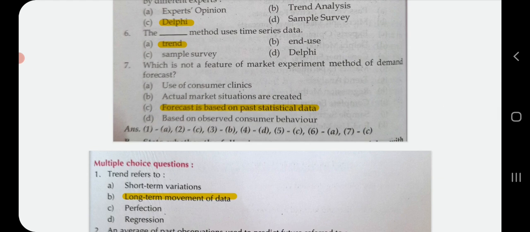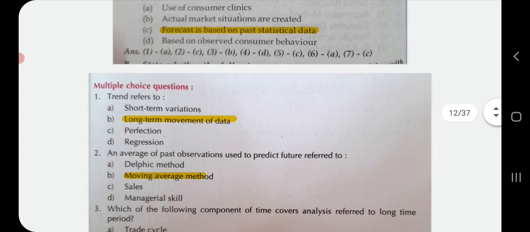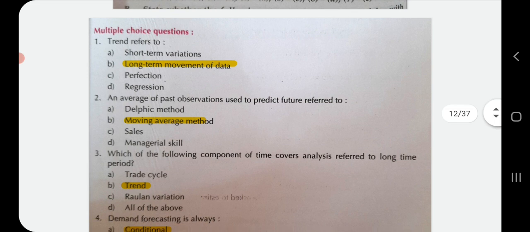Seventh question, which is not a feature of the market experiment method of demand forecast? And the answer is forecast is based on past statistical data. C is the correct option. Then the next question, trend refers to dash dash, and the answer is B, long term movement of data. Next question, an average of past observations used to predict the future refers to dash dash, moving average method. B is the correct option.